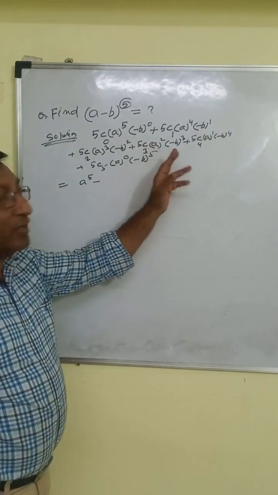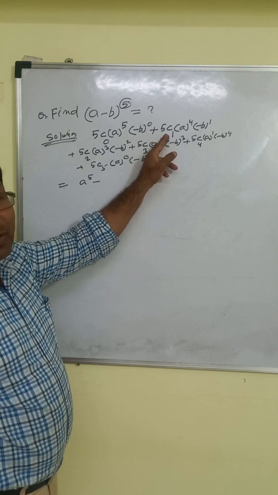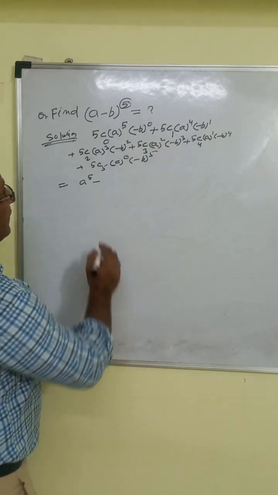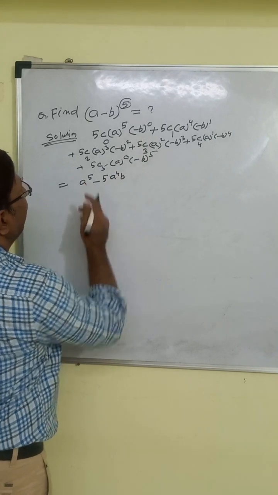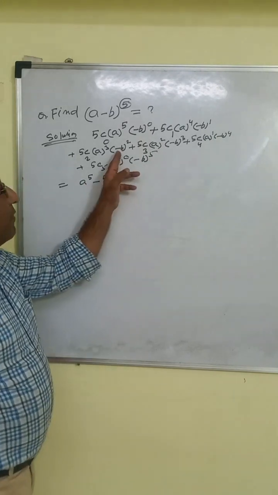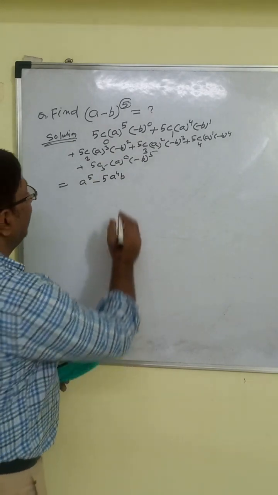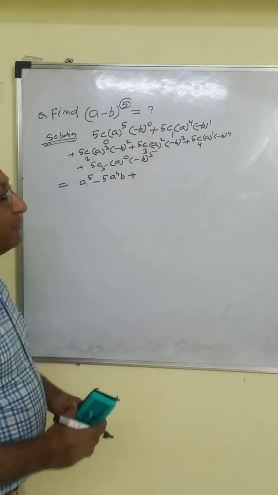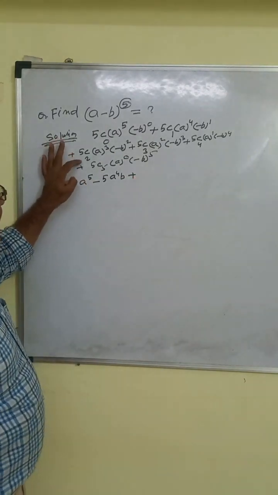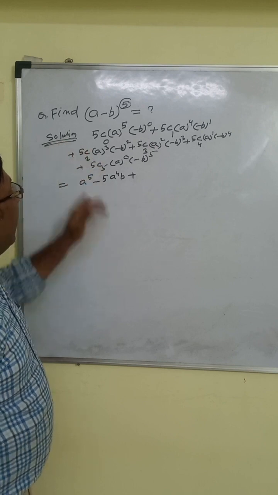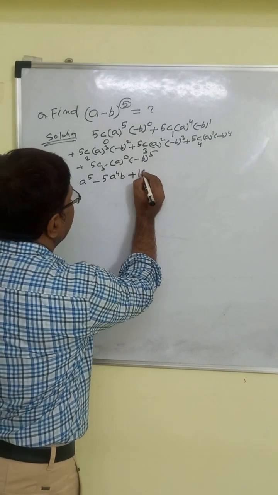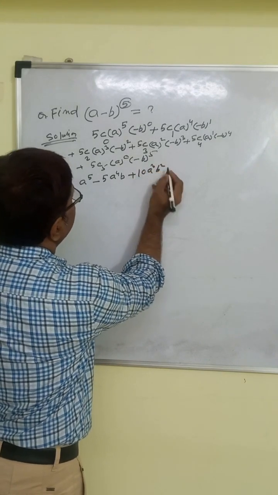5C1 is what? 5 factorial over 1 and 5 minus 1, 4. So you get 5 only. So this is what? Minus 5A4B. Here 5C2 and here minus B, so it becomes positive. So this is positive 5C2, 5 factorial divided by 2 into 3. So 5 into 4 by 2, that is 10. So we'll get 10A cube B square.